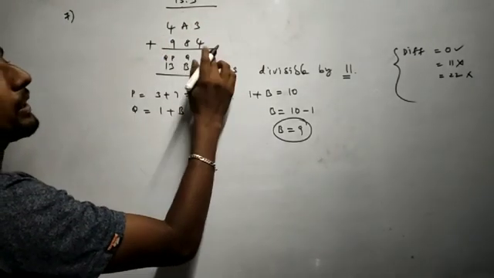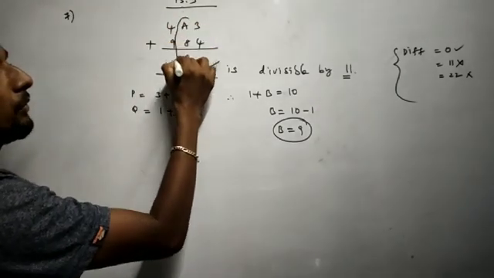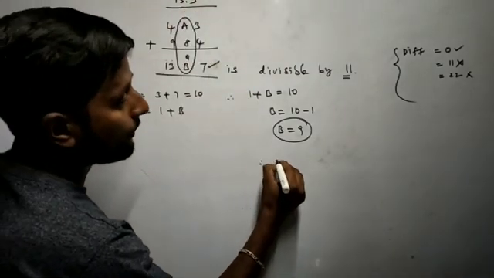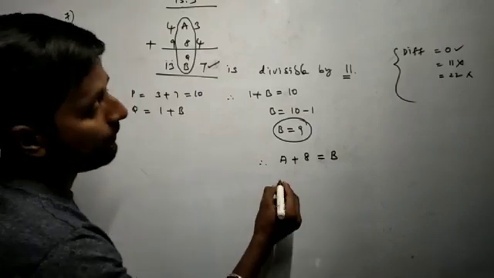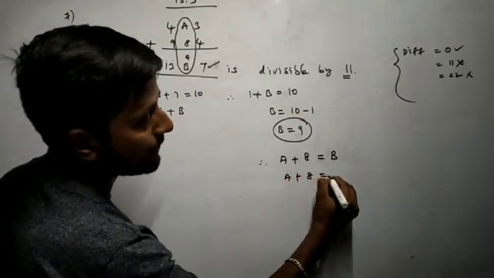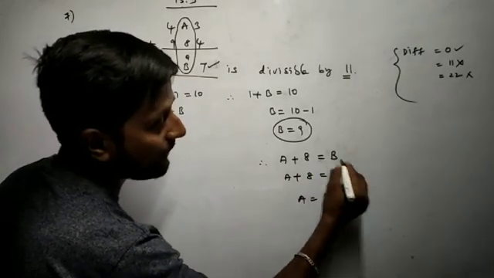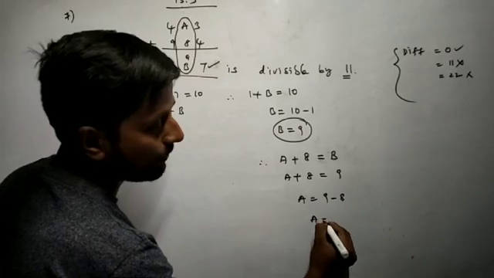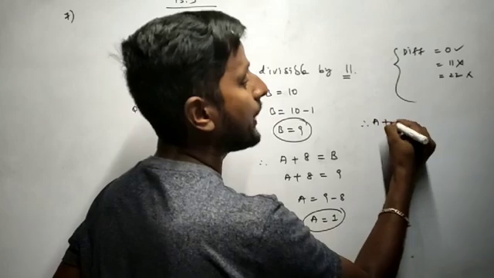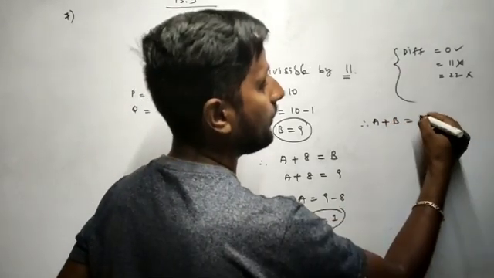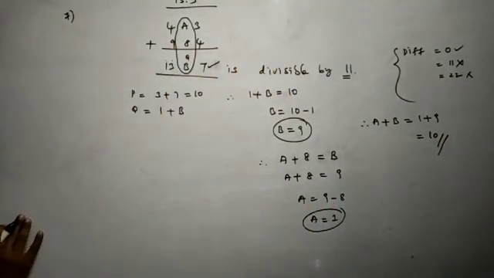3 plus 4, 7, okay, no carry. 4 plus 9, 13, so no carry. So simple, from the problem I can write A plus 8 is equal to B, correct? So A plus 8 is equal to B value 9. So A is equal to 9, the plus 8 will become minus 8, A value 1. What is the question? Find the value of A plus B. A value 1, B value 9, so A plus B value is 10.